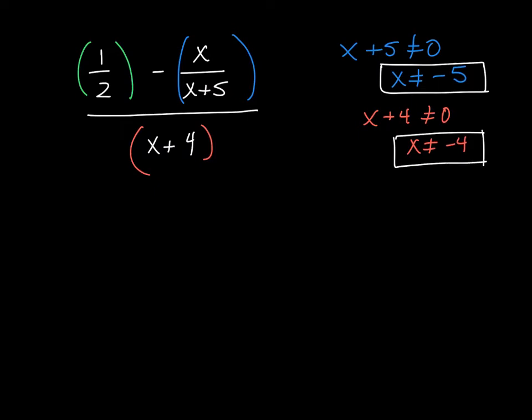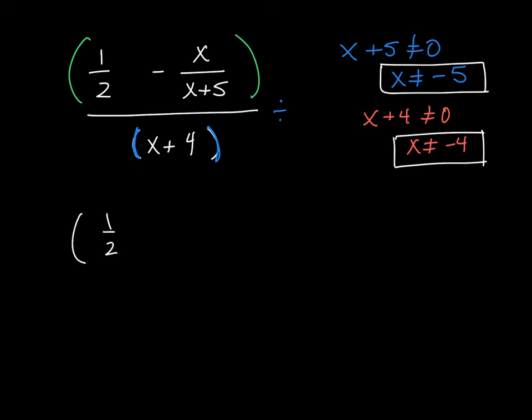Now, how are we going to simplify this? To simplify this fraction, because the denominator only has this one single term, I'm going to do this a little bit differently. I'm going to say this is my entire numerator, and then I'm going to divide this by everything that is in the denominator here. So I'm going to rewrite this. I can now write this as 1/2 minus x over x plus 5 divided by x plus 4.